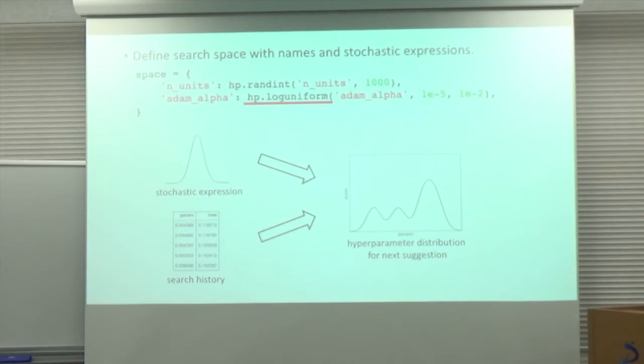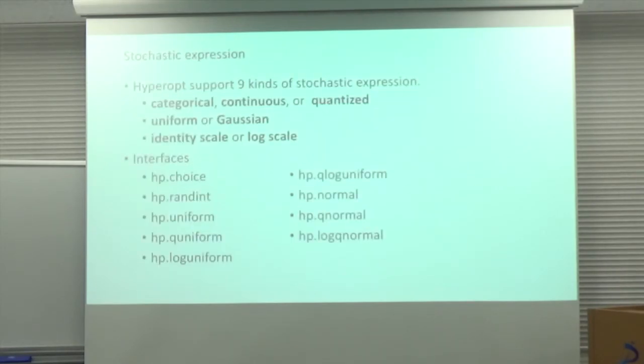But here the point is, you can now bias the distribution with this setting. For example, if you consider the parameter to be on a log scale, you can specify log uniform here. And if you just consider that it's uniform or Gaussian, you can also specify that. Hyperopt actually supports 9 kinds of stochastic expressions, which include categorical and continuous variables, and for each, uniform distribution, Gaussian distribution, and log scale as well.